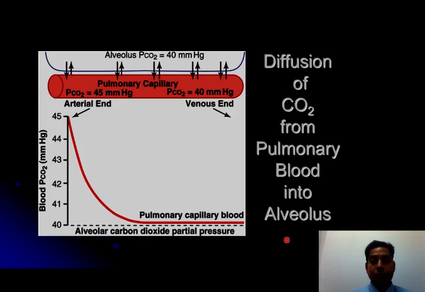Now, if you look at the diffusion of carbon dioxide from the pulmonary blood into the alveolus, the blood which has come to the arterial end is high in carbon dioxide, and this is released within the first one-third of the time it remains in the capillaries. So the pulmonary capillary blood, which is high in carbon dioxide, releases its carbon dioxide into the alveolus, so that by the time it reaches the venous end, it has given up 5 millimeters. The partial pressure of carbon dioxide drops to 40, that is, there is a 5 mm decrease in the partial pressure of carbon dioxide.